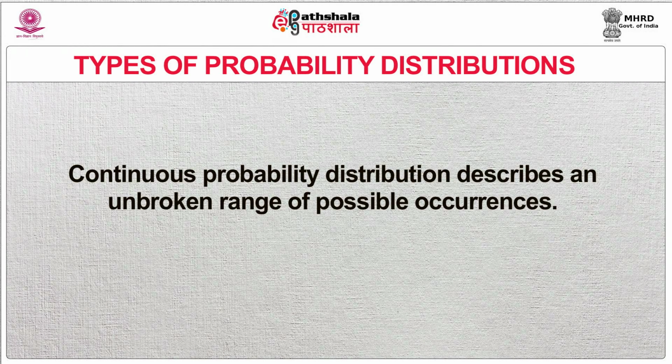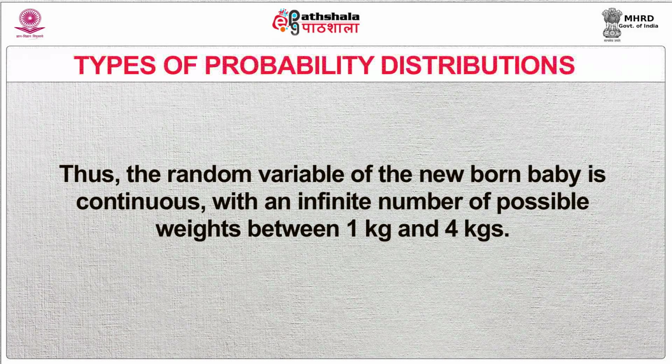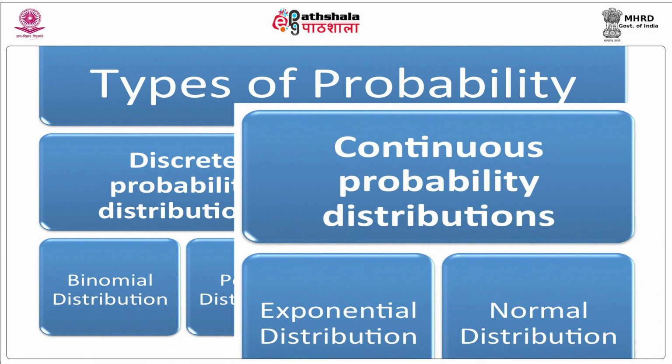The second is continuous probability distribution. The continuous probability distribution describes an unbroken range of possible occurrences. For instance, the weight of a baby between 1 kilogram to 4 kilogram can be anything, or say will have infinite values. Thus, the random variable of the newborn baby's weight is continuous with an infinite number of possible weights between 1 kg to 4 kgs. In case of continuous probability distribution, the variables under consideration are allowed to take on any value within the given range. The important continuous probability distributions are the exponential probability distribution and the normal probability distribution. The just mentioned different types of probability distributions are discussed later in this module.